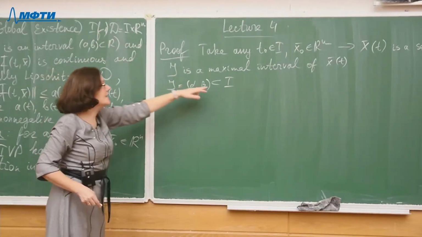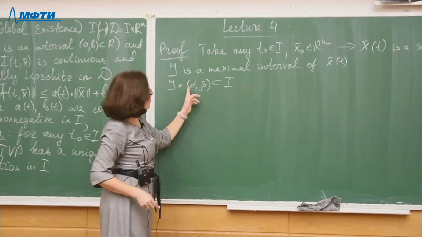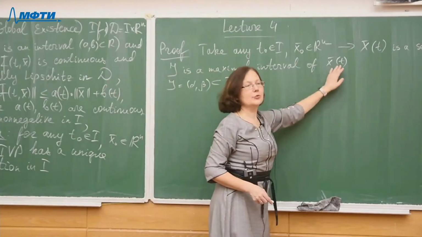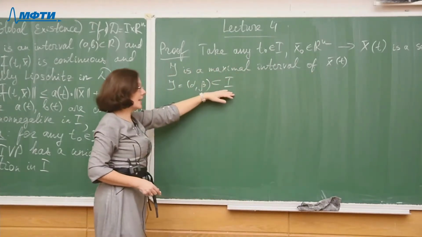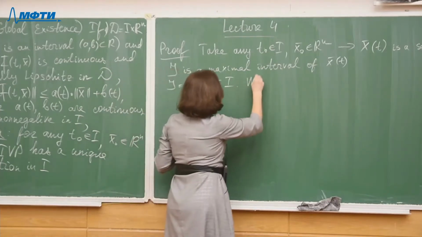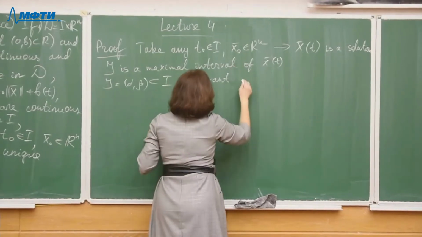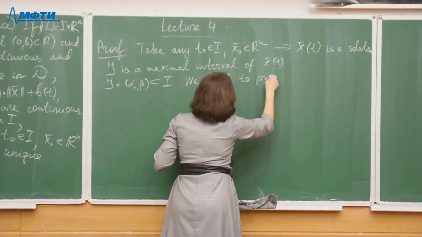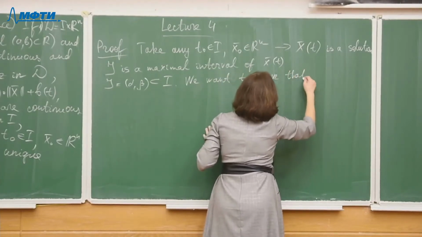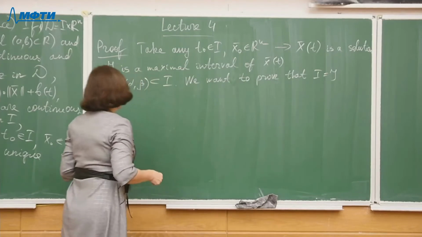So this is our domain, and we do not consider the regions outside D. So we are inside I. The interval from alpha to beta is the maximal interval of this solution, and it is inside I. And we want to prove that I coincides with J, but suppose the contrary.